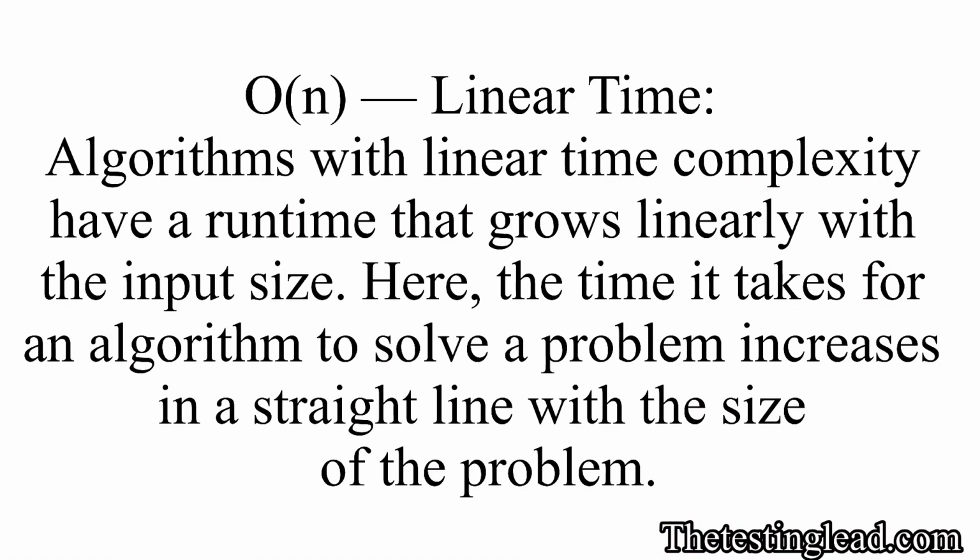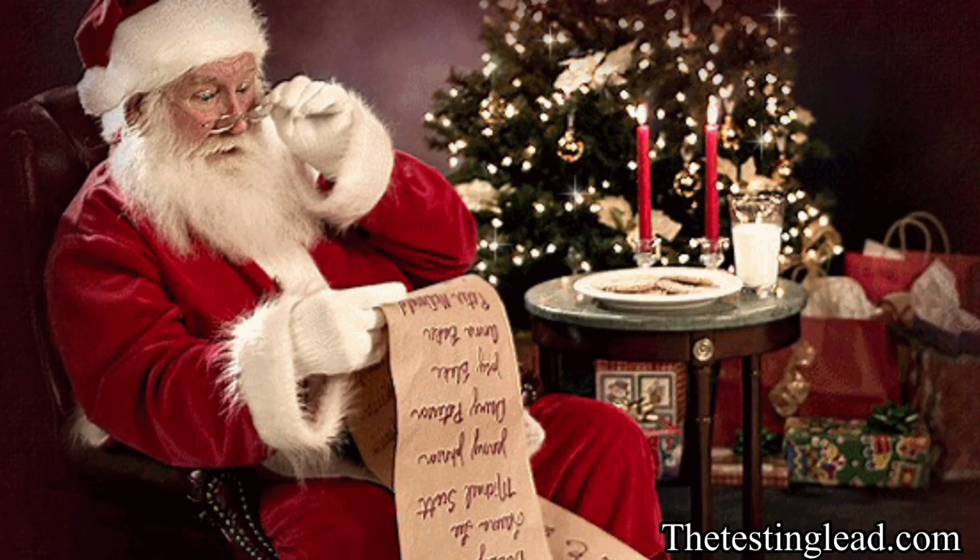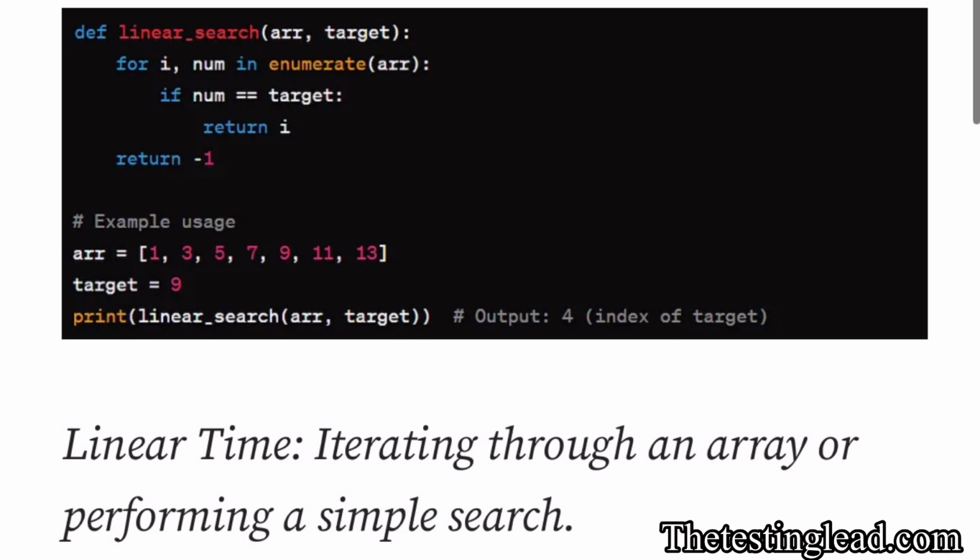Linear time. Algorithms with linear time complexity have a runtime that grows linearly with the input size. Here, the time it takes for an algorithm to solve a problem increases in a straight line with the size of the problem. It's like checking each item in a list one by one. Examples include iterating through an array or performing a simple search.